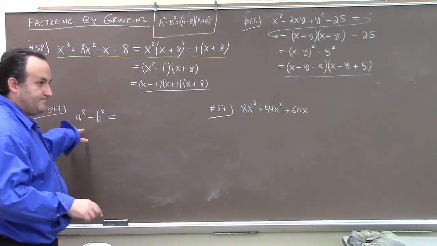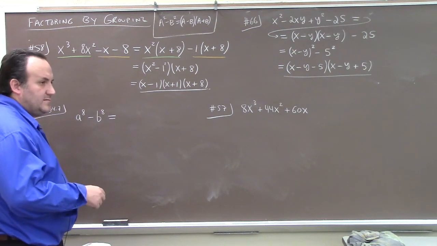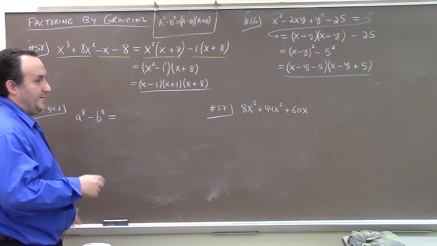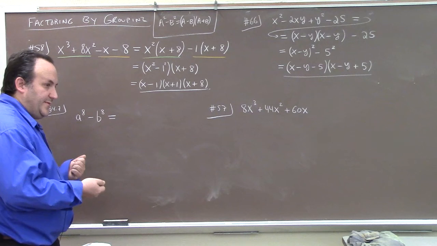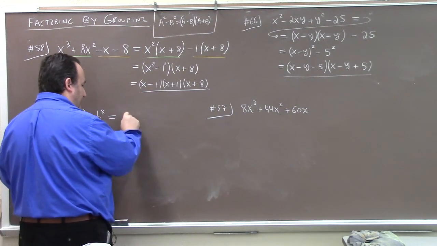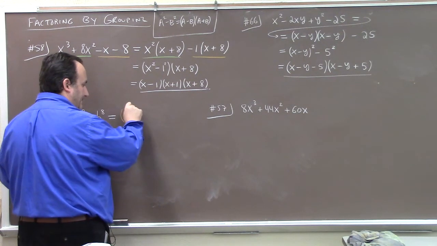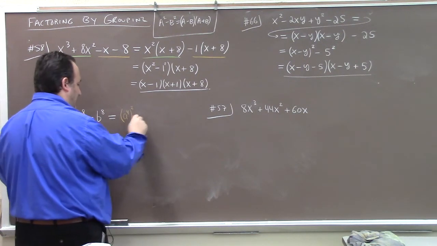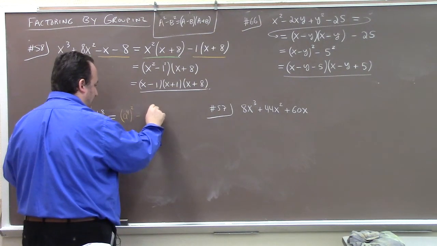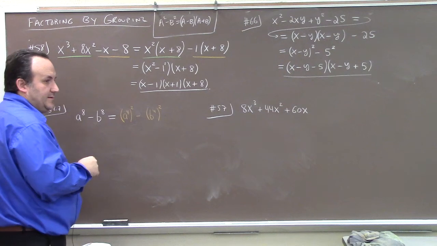Okay, so what is this? How do you deal with that? Well, we got to think about what we know, right? We know the difference of squares formula, right? So we need to look at a to the 8th as really a to the 4th squared, and b to the 8th is b to the 4th squared. So we got to use our imagination like that.